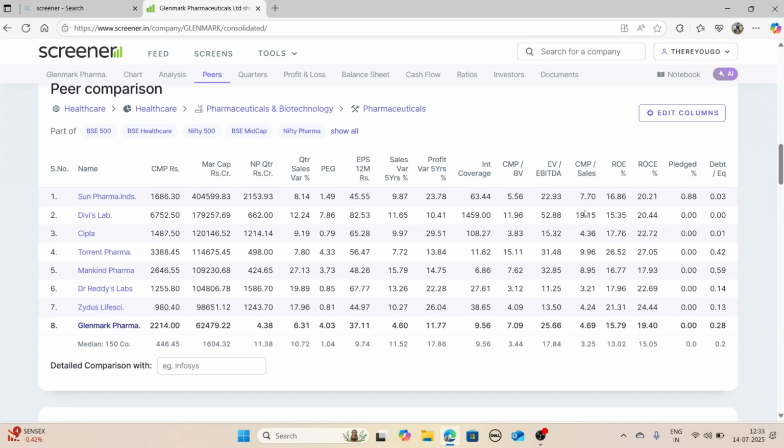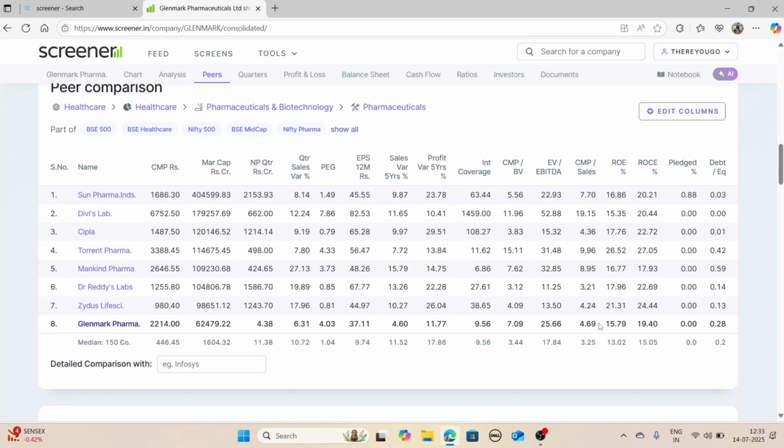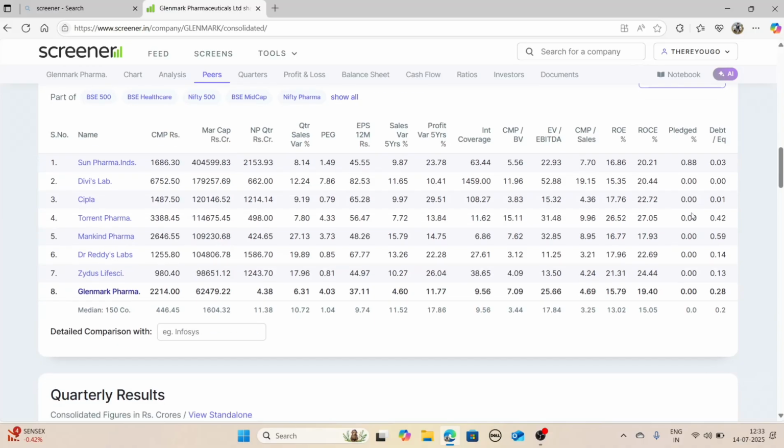Current market price to sales means for each rupee of sales how much investors are willing to pay. That is around 4.7. Return on equity is approx below the industry average. Return on capital employed, we can say that it is also below the industry average.